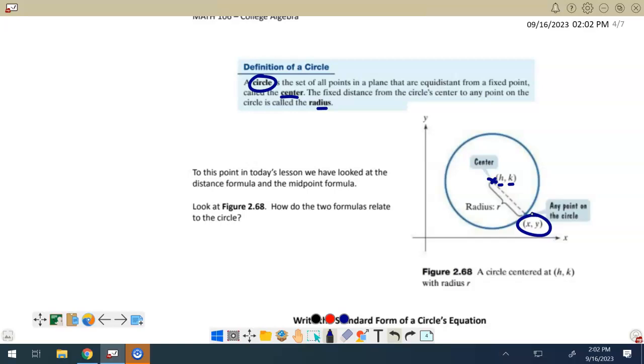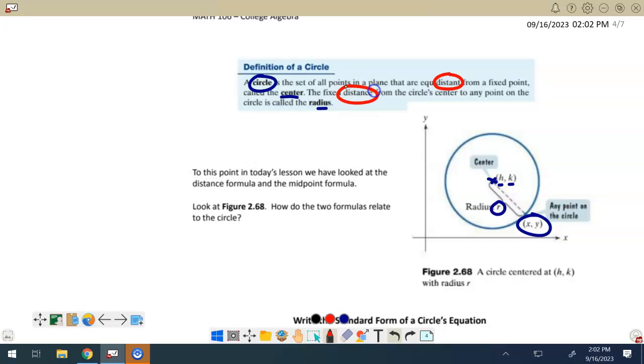There's infinitely many points here, so the x values and the y values can vary, so we use variables to represent the points on the circle, and we use r to represent the radius. Now notice that we are talking about distance here, so it's kind of embedded in that word.